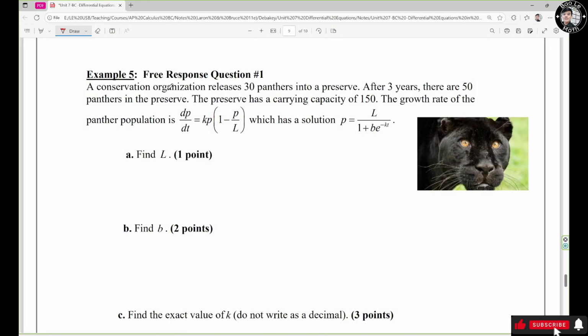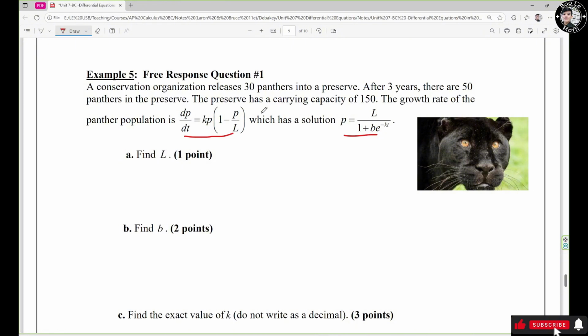A conservation organization releases 30 pandas into a preserve. After 3 years, there are 50 pandas in the preserve. The preserve has a carrying capacity of 150. The growth rate of the panda population is dP/dt equal k times P times (1 minus P over L), which has a solution P equals L over (1 plus B times e raised to the negative k times t). Alright, so this one is already in the original form, right?